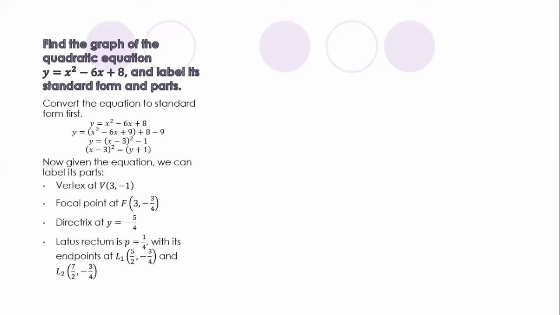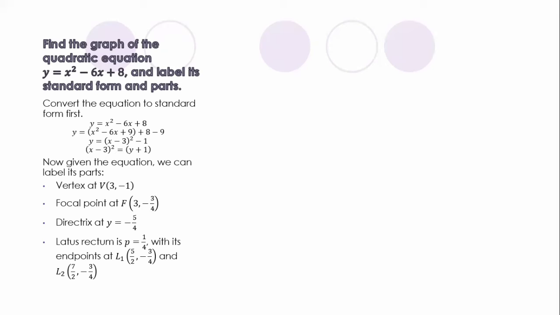So how did we get 5/2? We just follow the formula, which is h minus 2p. Our h is 3 minus 2p. Our p is 1/4, so 2 times 1/4 is 1/2. After that, 3 minus 1/2, so that we can get 5/2.